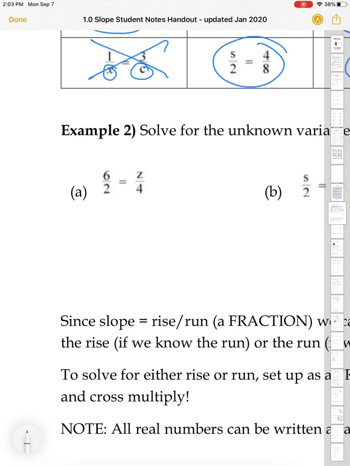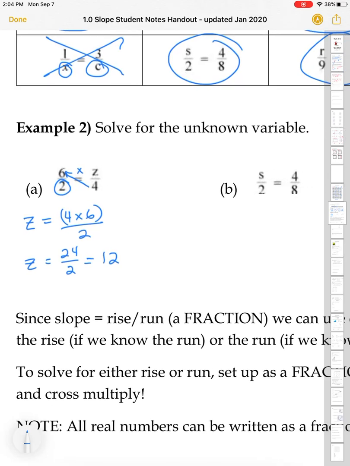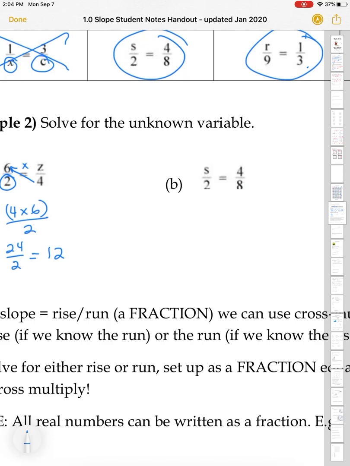So how does cross multiplying work? Well, basically we're cross multiplying. So we cross multiply and divide. So you multiply across and then you divide by the remaining number. So to solve for z, it's going to equal 4 times 6 divided by 2. So if I do that math, 4 times 6, better turn my calculator on, equals 24 divided by 2, which is equal to 12. Okay, so I multiply across, divide by the remaining number.